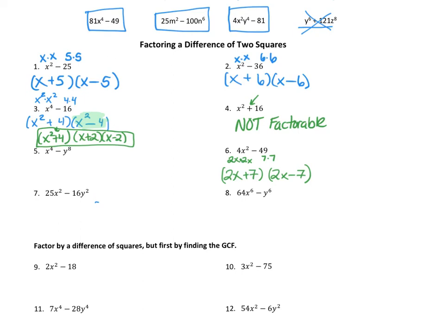Let's do just one more of this type before we go on to the next. So 25x squared. Well, that's 5x times 5x. 16y squared is 4y times 4y. So when I go to write this in the factored form, 5x, 5x, 4y, 4y, one is plus, one is minus.